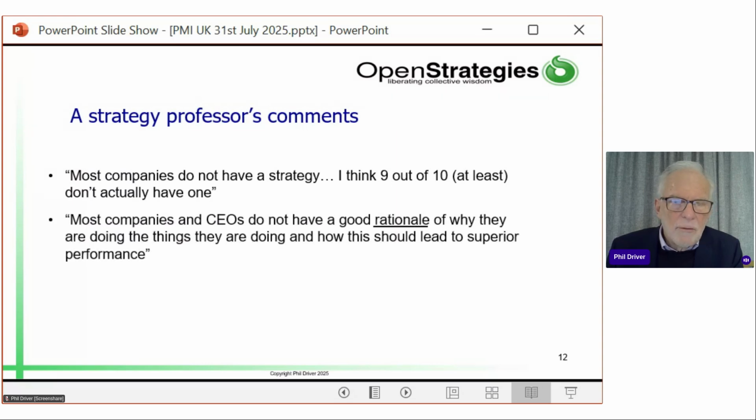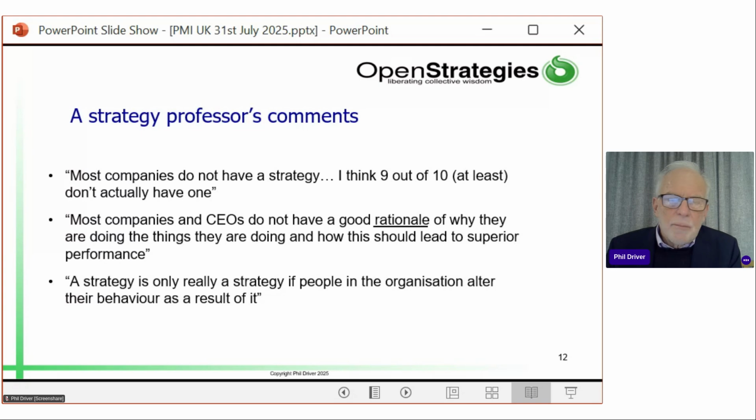Most companies don't have a rationale for why they're doing what they do, why it will lead to superior performance. So they might have a strategy that says that we're doing X, Y, Z, but they can't justify why that's the best thing to do. And really, a strategy is only meaningful if it actually influences what happens in the organization. And you've probably seen lots of times where the chief exec and senior managers go away, have a retreat, create a strategy, come back, put the strategy in the filing cabinet, and nothing changes. And you've probably already experienced that.